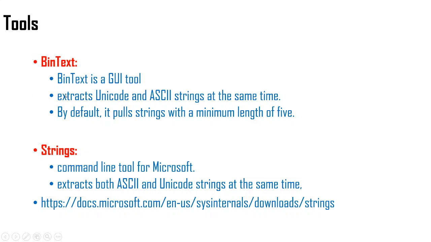And the second tool is BinText. It is a GUI tool, and Strings is not a GUI tool; it is a command line tool. BinText is a GUI tool: a graphical user interface will open here, and with this tool we can also extract Unicode and ASCII strings at the same time. By default, it will pull the strings with a minimum length of 5. We can change the length also.